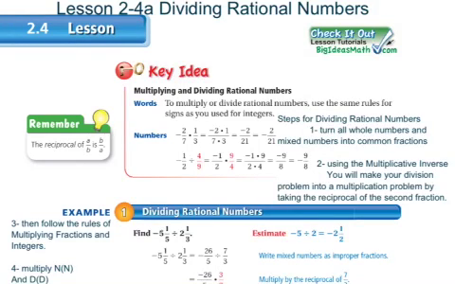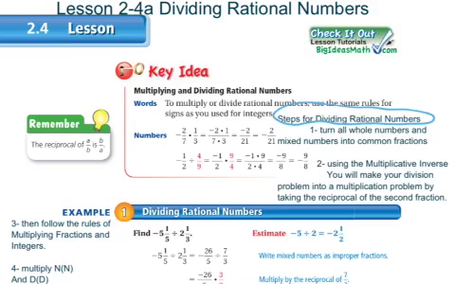Okay, this is lesson 2-4A, which is the second part of this section, which is dividing rational numbers. So I have some steps that I created or put down here for you to take a look at, and I would suggest that you write these down. This is really the same thing as multiplication, but this time you're just going to do the rules of division.